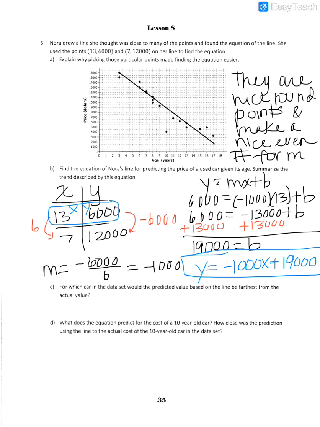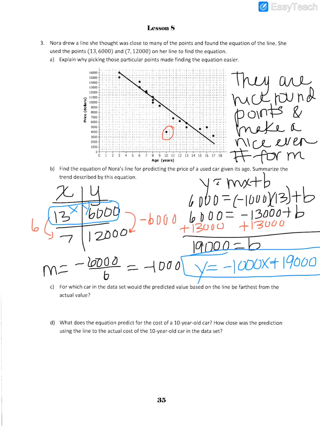All right, C. For which car in the data set would the predicted value based on the line be furthest from the actual value? Okay, so basically they're saying, listen, we wrote this great line. We made this best fit line. Is there a car on here that's really far off? And the answer is yes. We have this one car down here. It's kind of an outlier. Okay, and so this is talking about the price of a car and the age of a car.